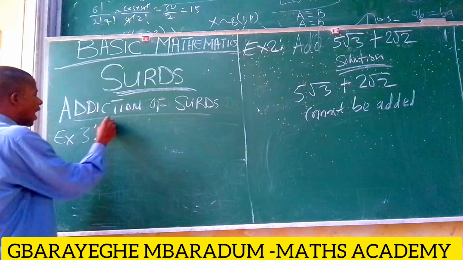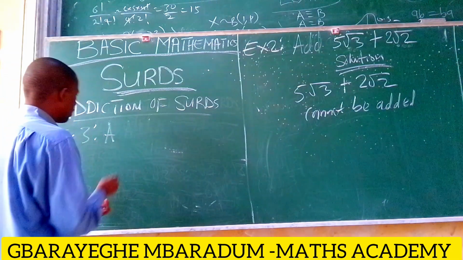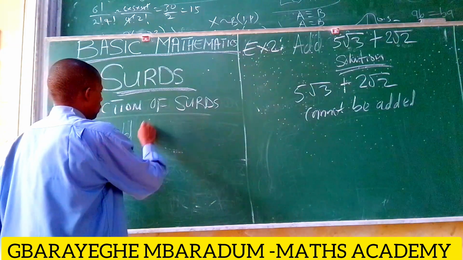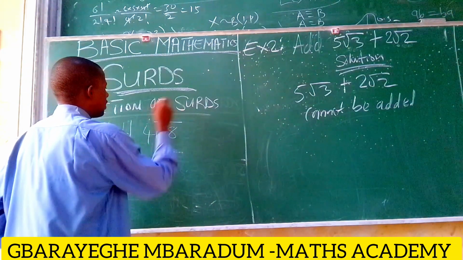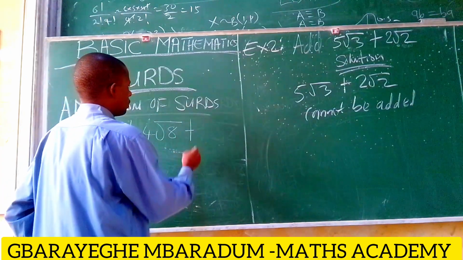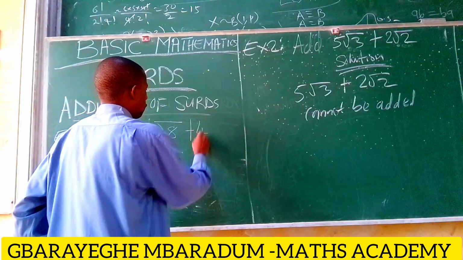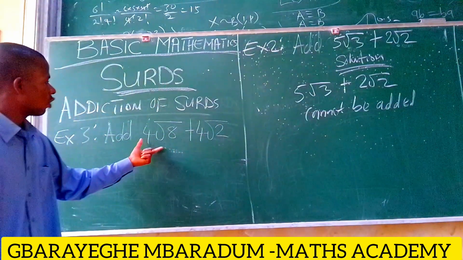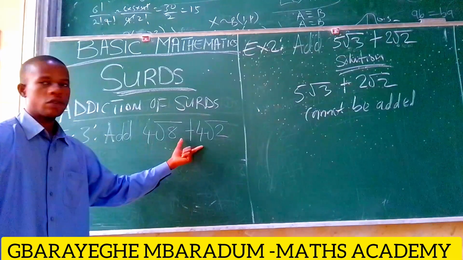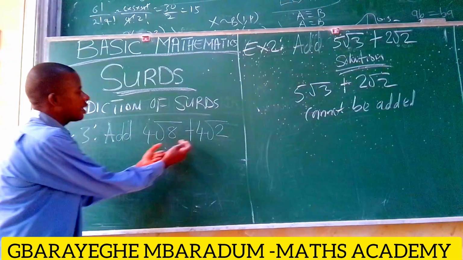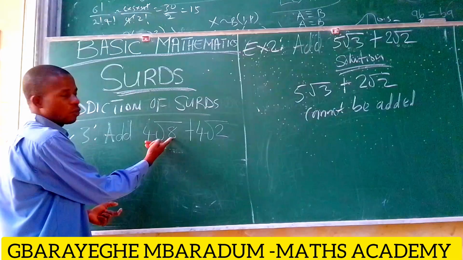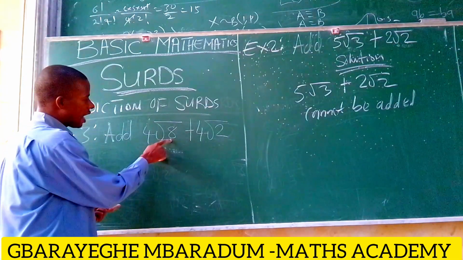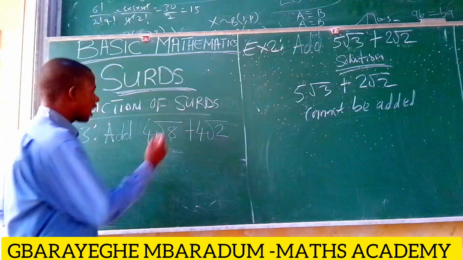Example 3 says we should add the surd 4 root 8 plus 4 root 2. They give us this kind of question to add. How are we going to add this kind of surd? You need to understand that this surd can be added, but this is 8, right? Before you can add this kind of surd, you need to simplify this one, because this can simplify further, right? So then you can add this surd.